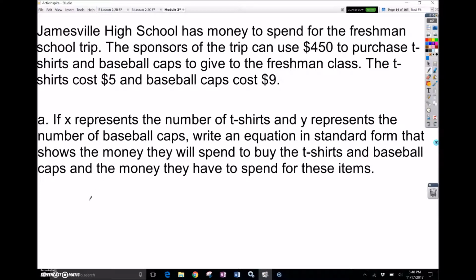So currently what it says is you have $5 per t-shirt and you have $9 per baseball cap, and that'll equal the total amount of money you're going to spend. Now in this instance, it says we have a total of $450 to spend. So if I spend $5 on t-shirts, $9 per baseball cap, I'll have a total of $450 to spend.